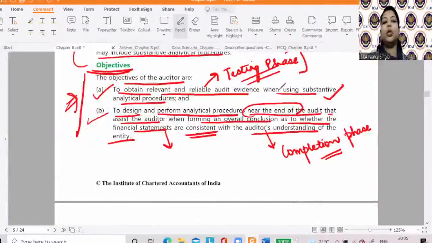So, to obtain relevant, reliable audit evidence when using substantive analytical procedures, and to design and perform analytical procedures near the end of the audit, that assists the auditor when forming an overall conclusion as to whether the financial statements are consistent with the auditor's understanding of the entity. So students, tell me whether it is clear or not.